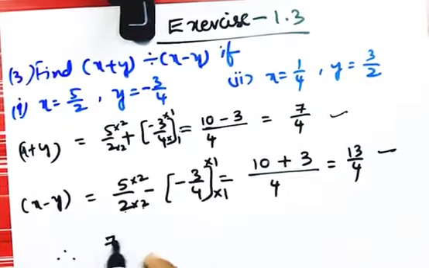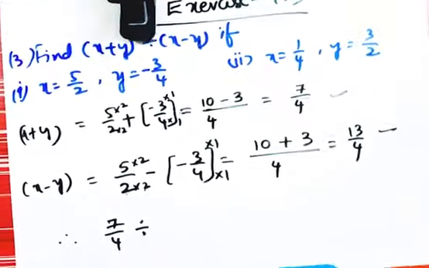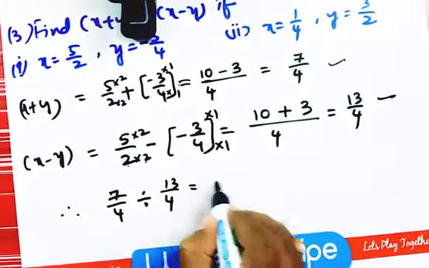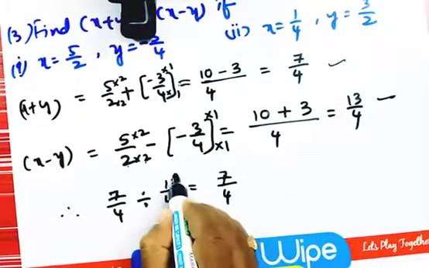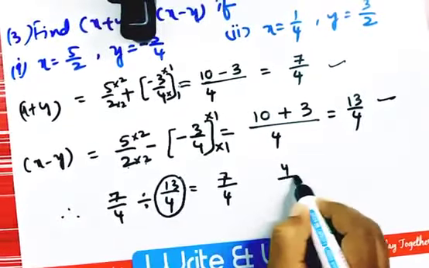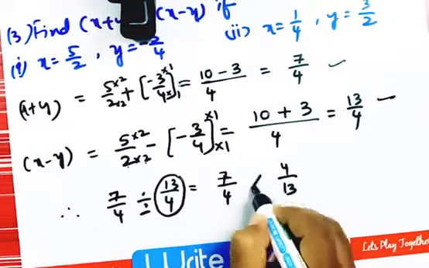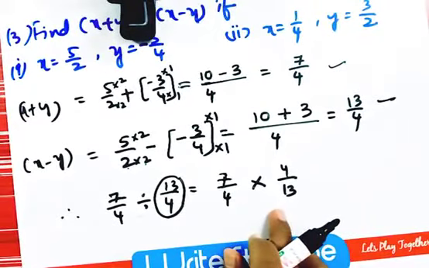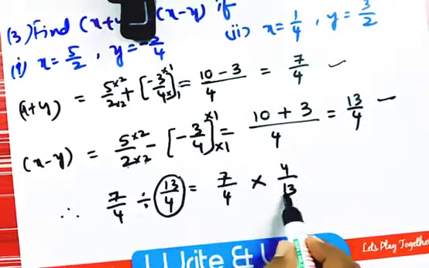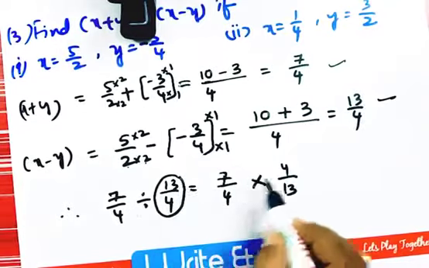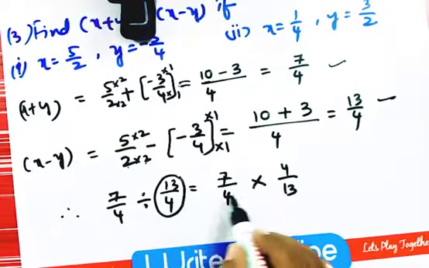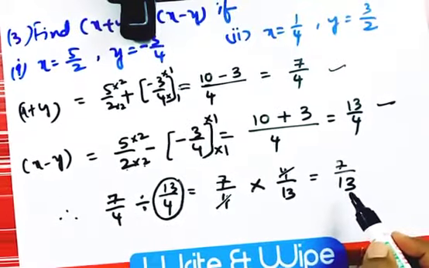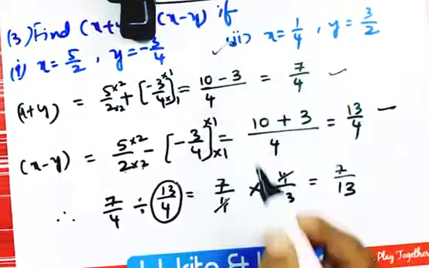Therefore 7 by 4 divided by 13 by 4. So you should write down the reciprocal of the second number, 4 by 13, and change the division to multiplication. This is the method we apply for fraction division. Write the reciprocal of the second fraction on the right side: 13 by 4 becomes 4 by 13, and change the division to multiplication. Then cancel 4 and 4, and you will get 7 by 13. And the second problem, try yourself.